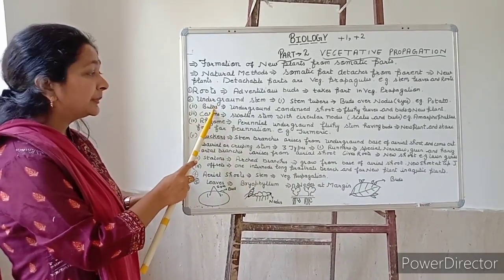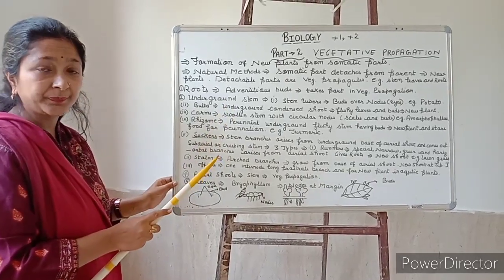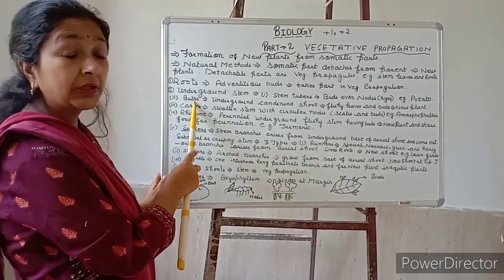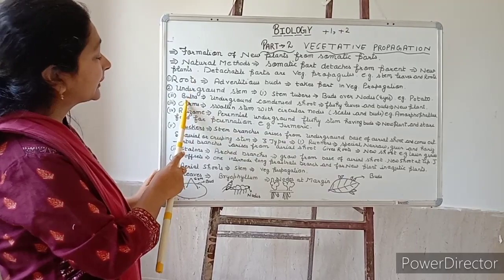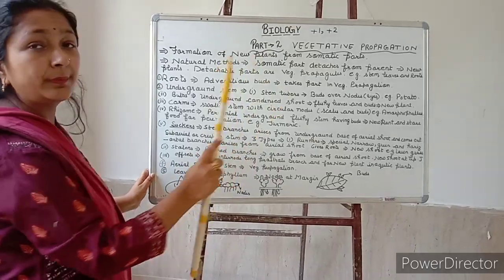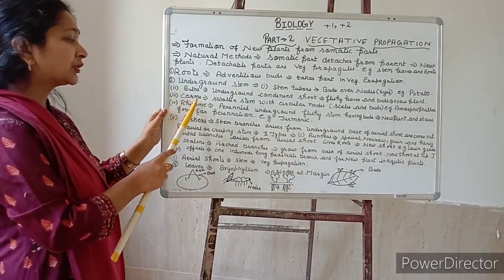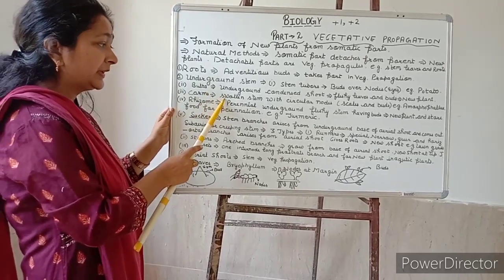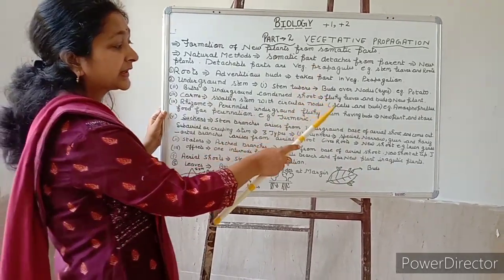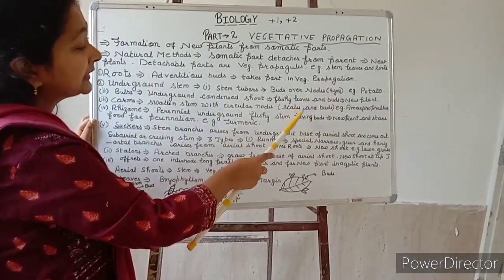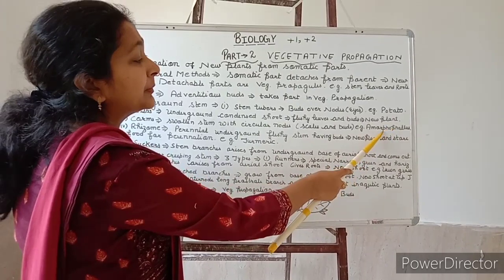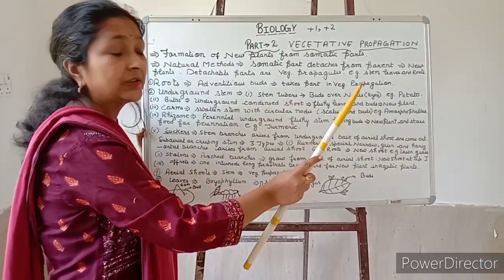Second, bulbs. Bulbs are underground condensed shoots which have fleshy leaves and buds. The examples are onion and garlic. These are the 2 examples of bulbs, and these bulbs also form new plants. Third one is corms. Corms are swollen underground stems with circular nodes. These circular nodes contain scales and buds, and their buds will form new plants. An example is Amorphophallus, the scientific name of elephant foot yam.